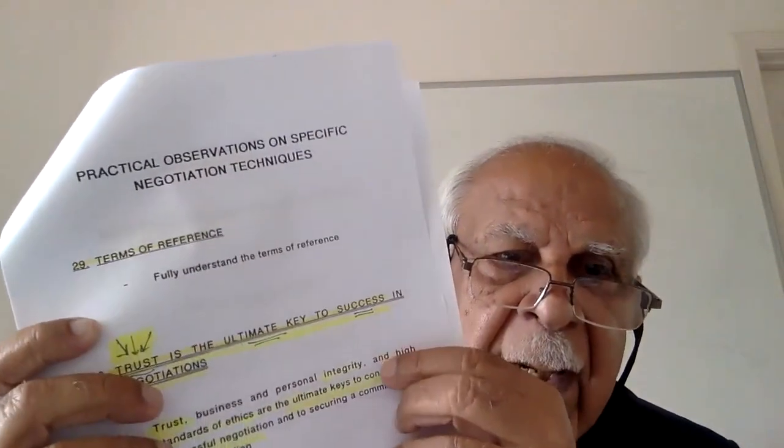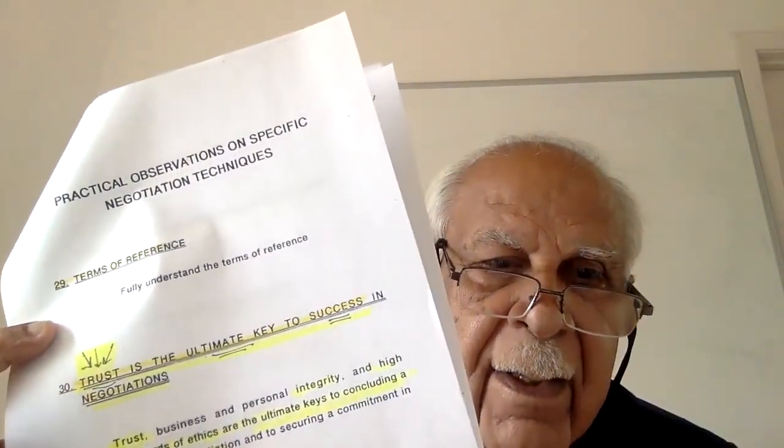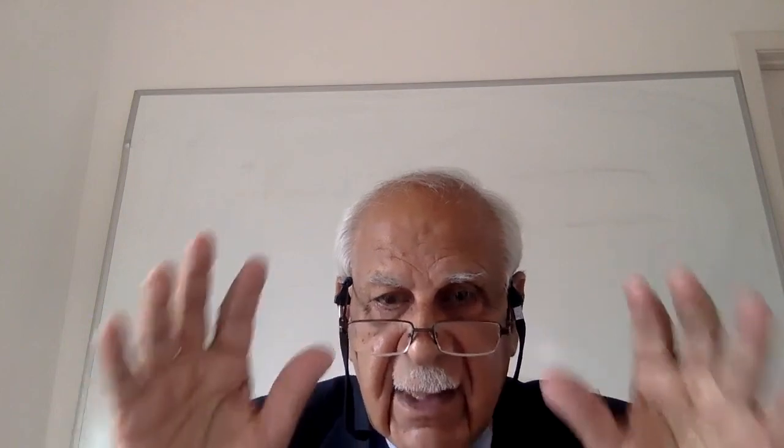That was what? Agreement is a marriage based on trust. Trust is the word that I emphasized. And trust is the word with which I end. Do you see the word trust somewhere written here? Finally, trust is the ultimate key to success in negotiation. Trust.